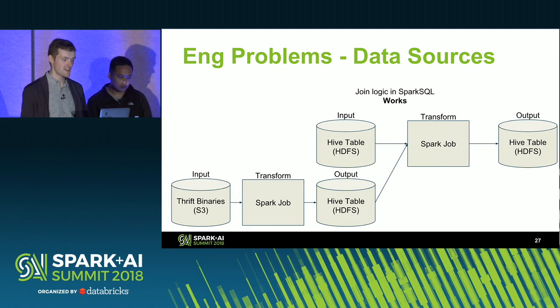And yeah, this is just tying it all back in. So now, again, it's very modular here. We have the job. We convert the thrift binaries to a Hive table. And now we can finally use it as input to our job.